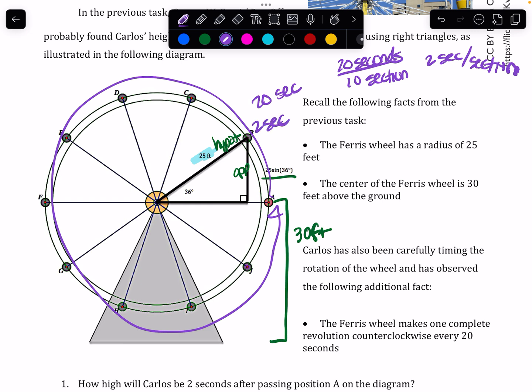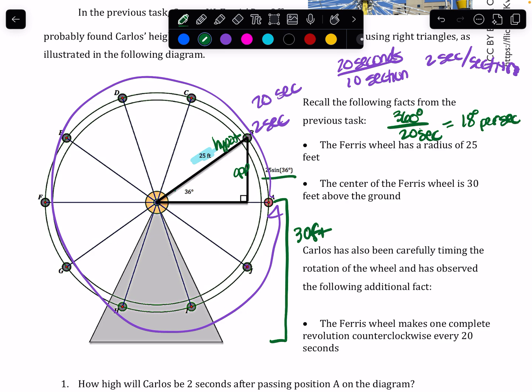Okay? And then another way that you could have looked at it is that you could have said, okay, well, we're going around 360 degrees, and that takes us 20 seconds. So then that is 18 degrees per second. Okay? That's one way that you could have got to the 18.